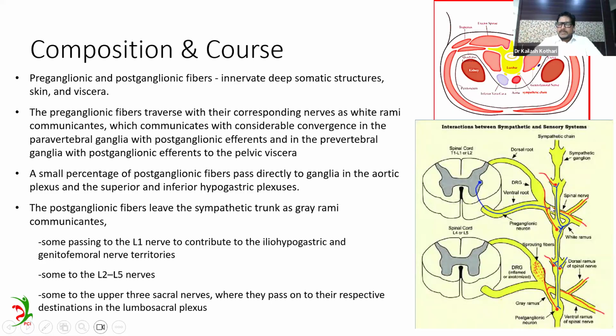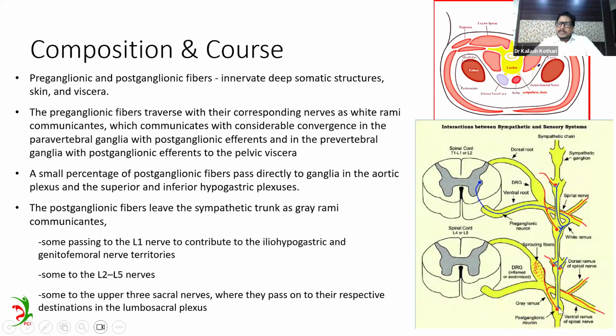So you have to understand what convergences are happening. Preganglionic fibers run as white rami, and they converge at the ganglion level with the spinal nerve. And postganglionic fibers leave the sympathetic trunk as gray rami. You can see this. Sometimes there are sprouting fibers in the ganglion, the DRG. So many times there's a sympathetic overactivity, which is because of DRG inflammation, because of the disc prolapse. That is why you feel burning, tingling, and other sympathetic symptoms in the area which this DRG is supplying.